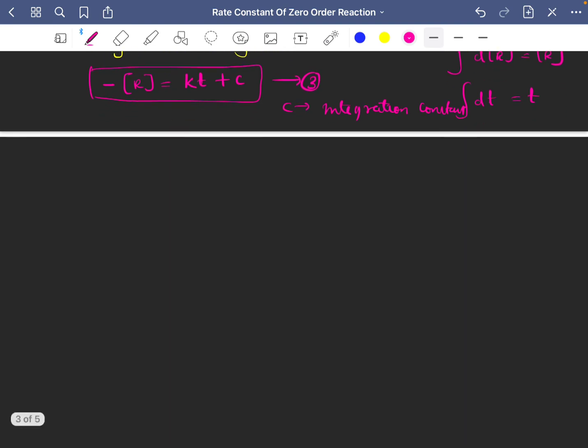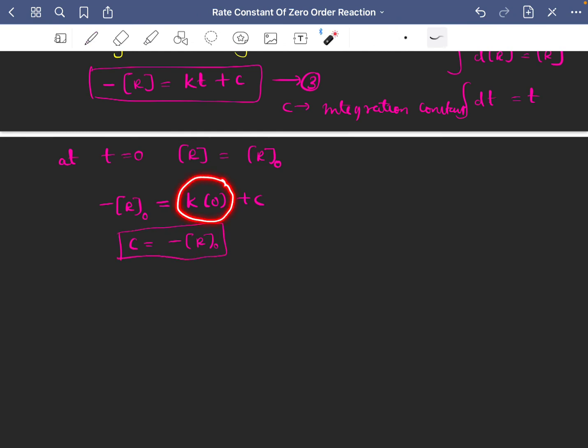Now at t equals 0, concentration of R will become R naught. Now substitute these two values in equation 3. Equation 3 will become minus of concentration of R, in the place of R I am substituting R naught, equals K into 0 plus C, which means C is equal to minus concentration of R naught. Why? Because you can neglect this, K into 0 will be equal to 0. Then C is equal to minus concentration of R naught.